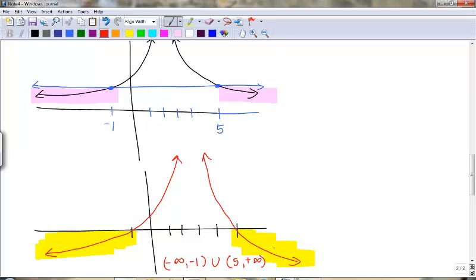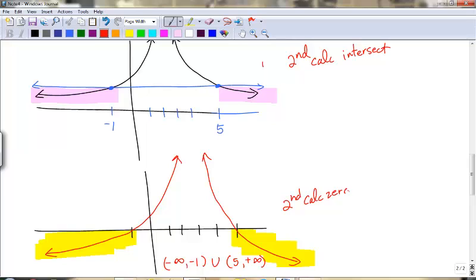So on this one, up here you're doing second function calculate intersect. And on this one you're doing second function calculate 0. Does it say 0 on the new calculators? Okay. Everybody okay with that?